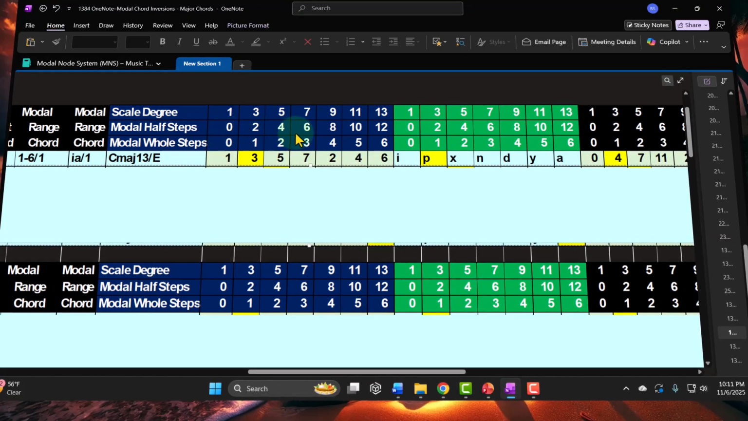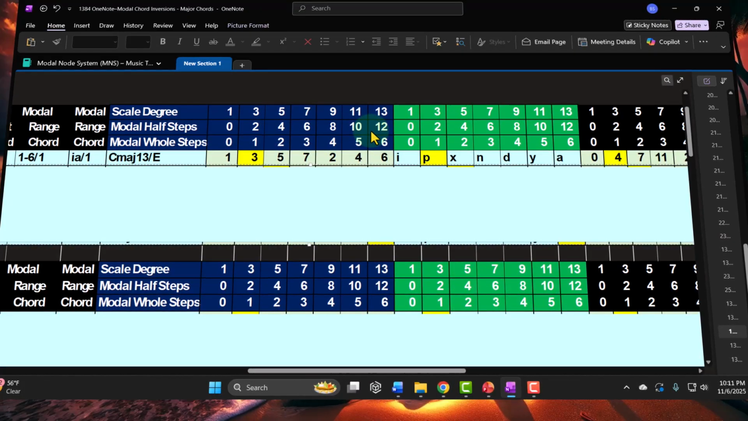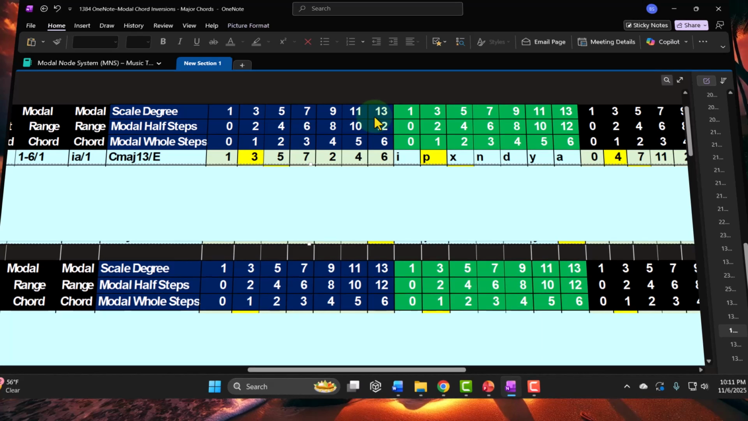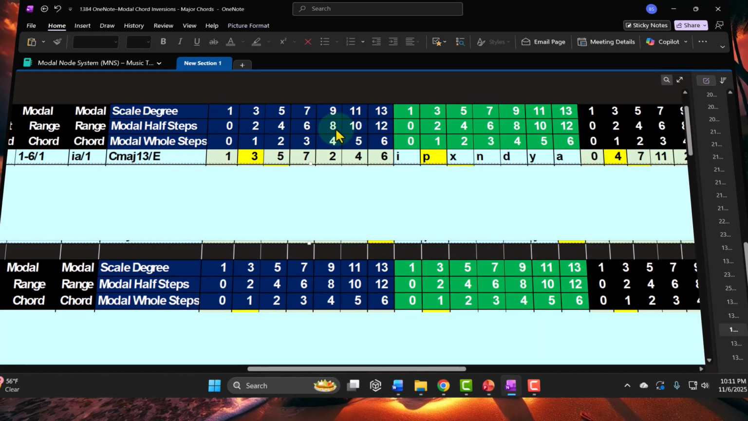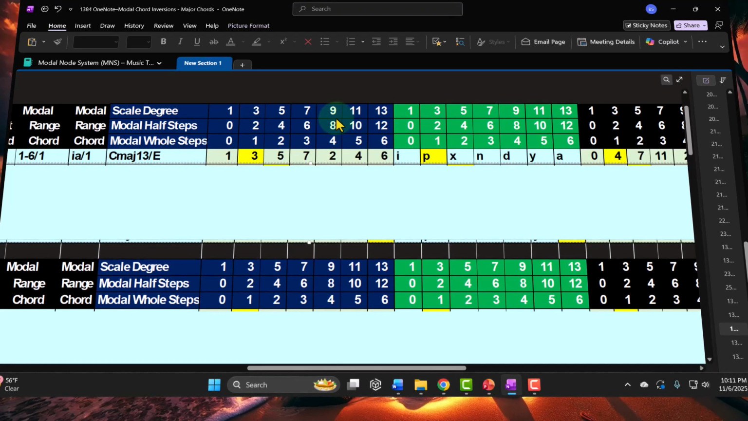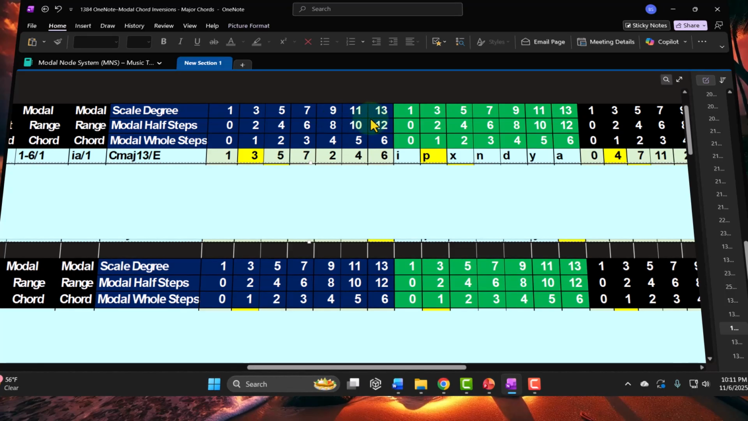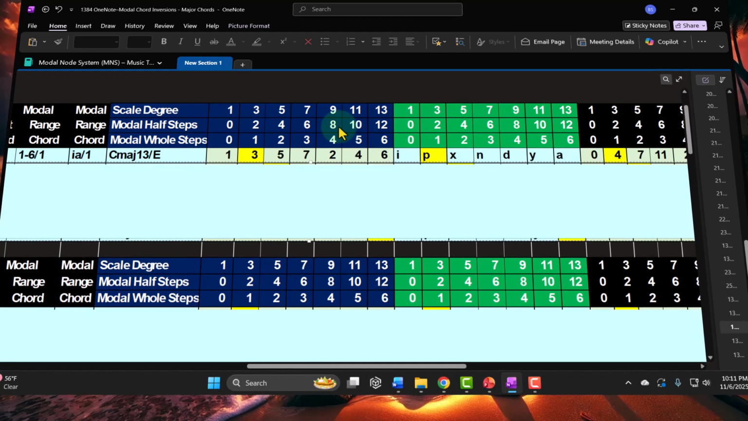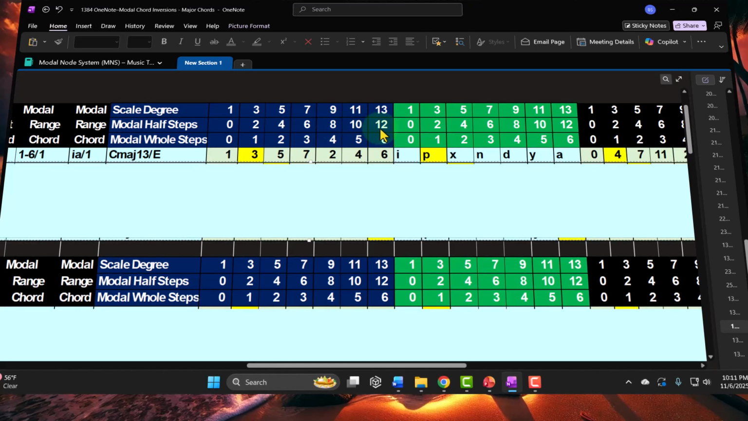The modal half step system will always be less by 1 than the scale degree, but because it's an actual distance term, we don't have to have this compound scale degree like a 9, 11, and 13. A scale degree doesn't make sense because there's only 7 scale degrees, but it makes sense from a distance standpoint to have that 8, 10, and 12. When you measure the chord, it's actually more efficient to name it by modal whole steps, because we're going to take every other note. That's how you build out a chord.